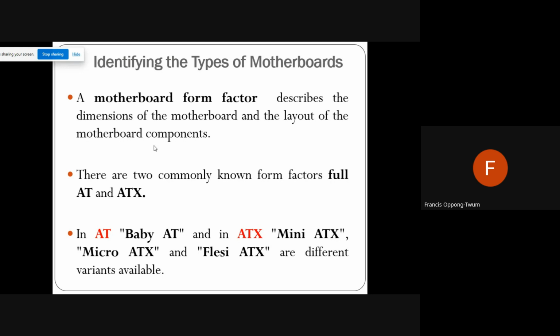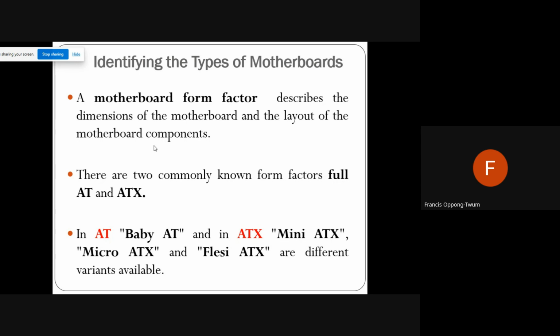Okay, identifying the types of motherboard. We are going to look at the types of motherboard. In computing, we mention something we call form factor. A motherboard form factor describes the dimensions of the motherboard and the layout of the motherboard components. Basically, there are two commonly known form factors of the motherboard.